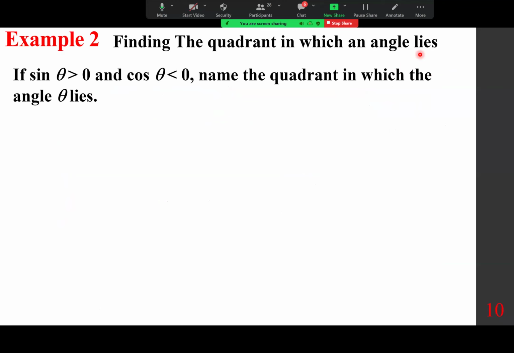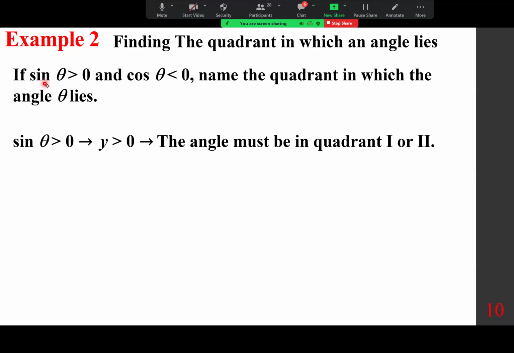Finding the quadrant in which an angle lies. If sine is positive and cosine is negative, name the quadrant in which the angle theta lies. So we start with the first one. We say sine is positive. That means y is positive. So it's either in quadrant 1 or 2.